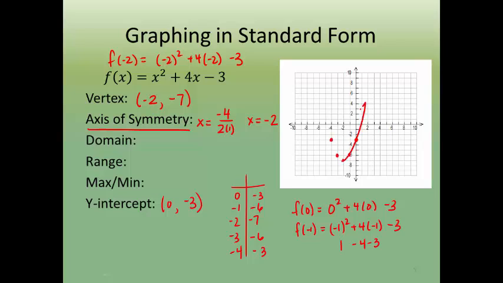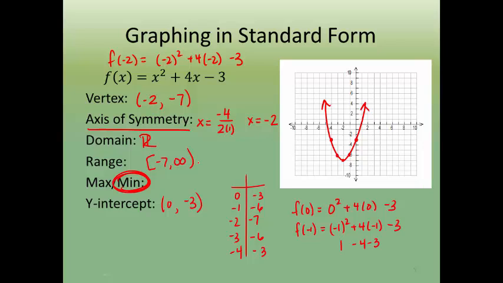So I have a U. Do not connect it as a V. It does not come to a point. It is a U. My domain is all real numbers. The range goes from the bottom up, which means I have a minimum value. And my range in this case is from negative 7 to positive infinity.